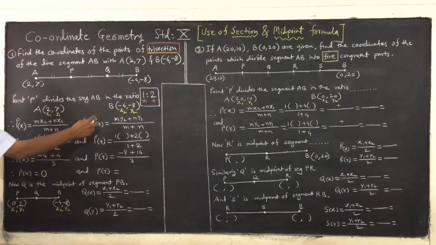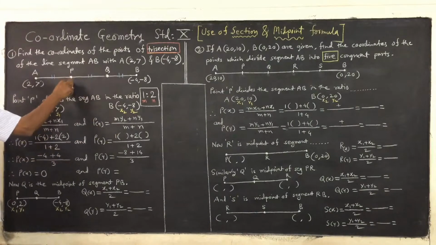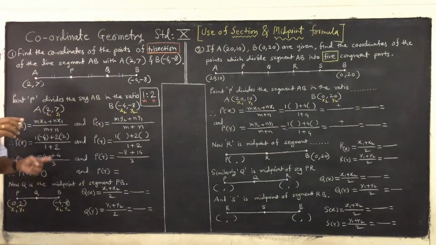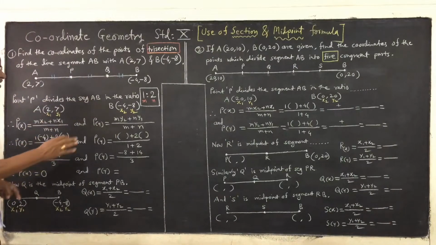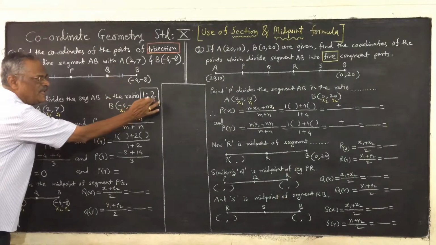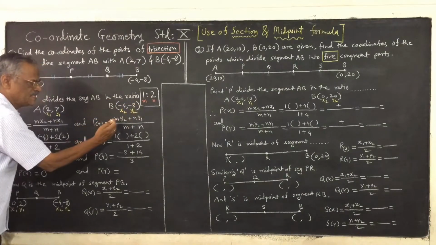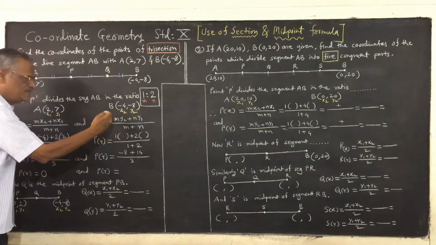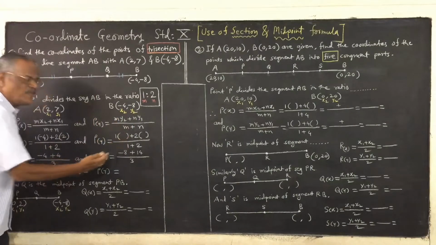Similarly, calculate y coordinate of that point P, which is dividing the segment in the ratio 1:2. So what is the 1 there? M. What is 2 there? N. Substitute, put the values properly.